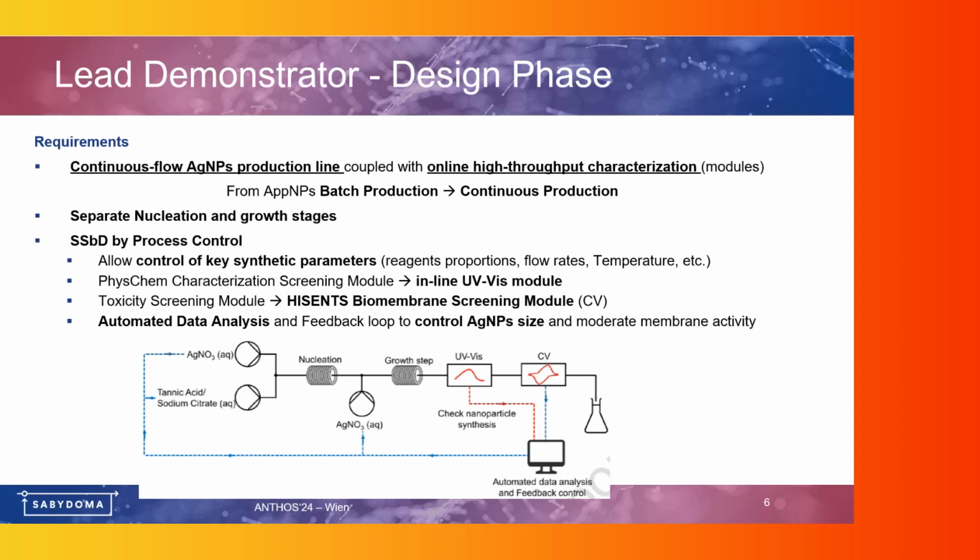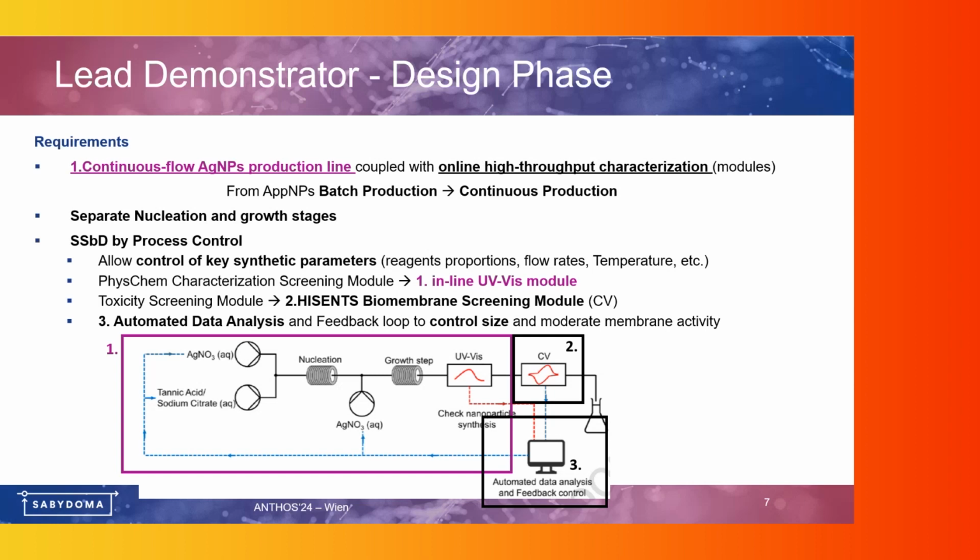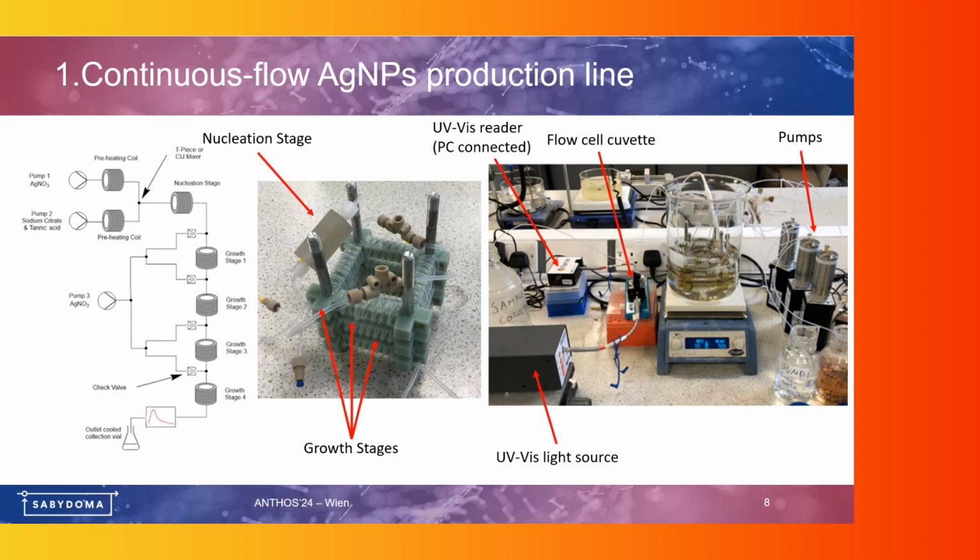And the fourth leg is the automated data analysis and the feedback loops to correct any deviation. And these are the three parts, and I'm going to go one by one, even if some of them have already been dealt with. This has been presented by Thomas Chamberlain already, the growth stages. You can see the nucleation stage is separated here. We want different rates here than on the rest.